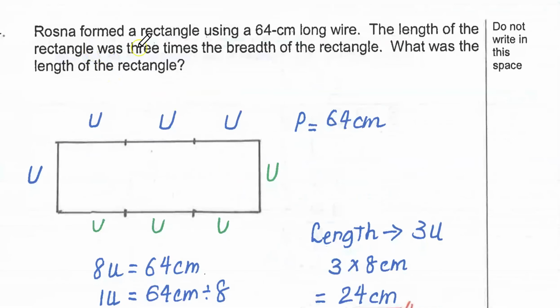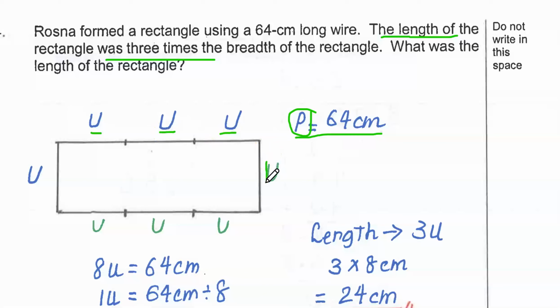Now over here, Rosanna formed a rectangle using a 64 cm long wire. Here, from here, you add all the way here. Okay, it's 64 cm. It means the perimeter is 64 cm. There's something you need to figure out. Now the length of the rectangle, now this is the relationship, partner, very important. The length is 3 times the breadth of the rectangle. Look, 3 times means 1U, 2U, 3U. The breadth is only 1 time. Right, can you see that?